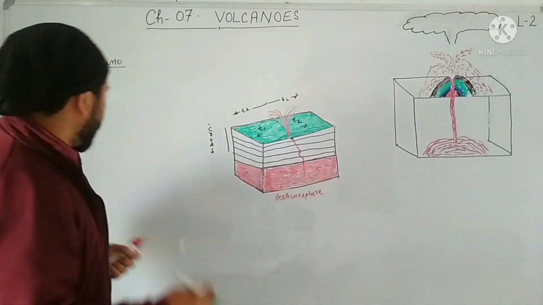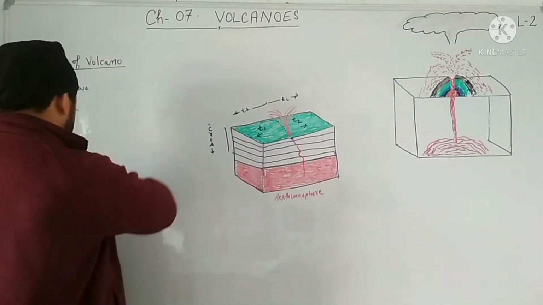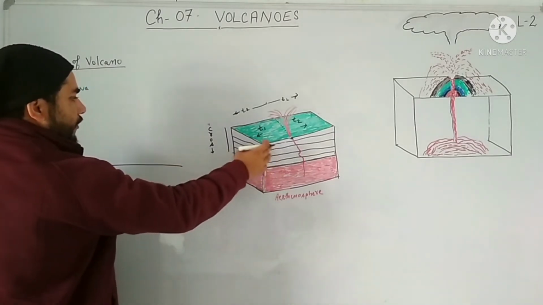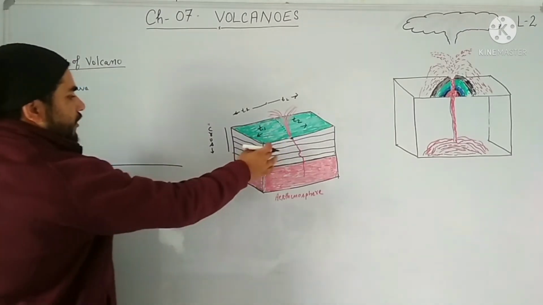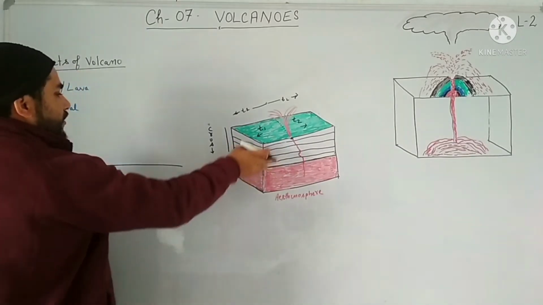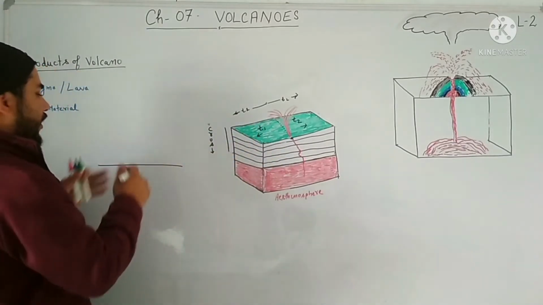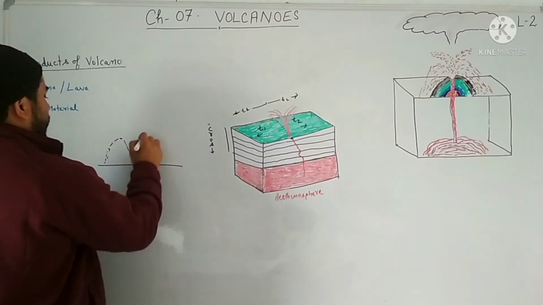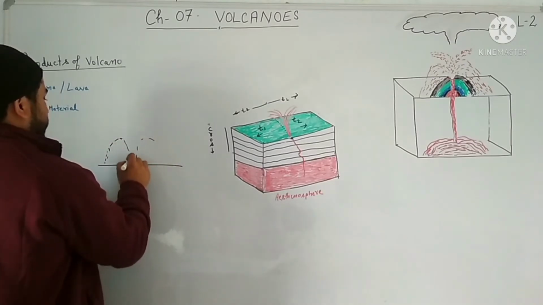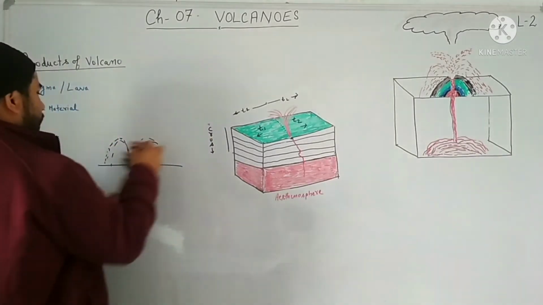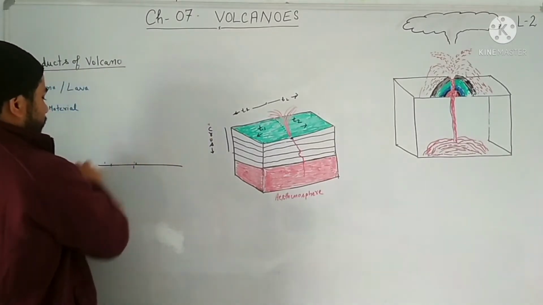So suppose these layers of earth crust are there, then what will happen? These will be broken down, and the pieces will fall down here like this. They will be flown in this manner from here, and will be deposited on the surface of the earth in this manner.